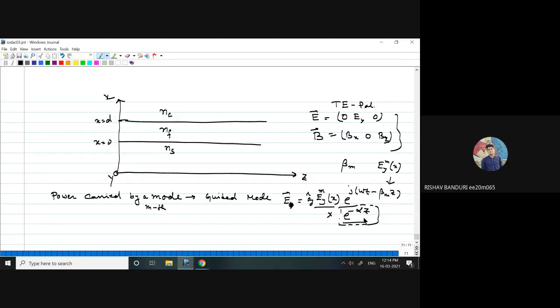Sir, in my mind, the power should be less such that my E field doesn't excite nonlinear effects. Yes, that's a valid point.